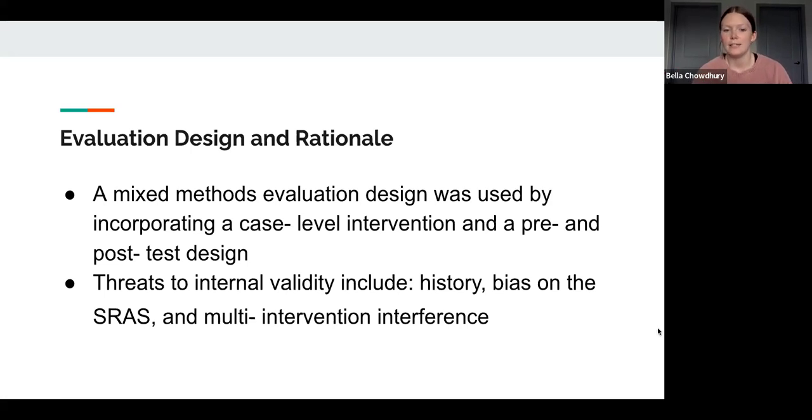And then the third is multi-intervention interference. Although I was the only pinpoint person working with the students on their attendance, there was a chance that other people in the school, such as the school counselor or school social worker, could also be checking in with these students. So that also could be an interference if there are multiple different interventions happening at the same time.